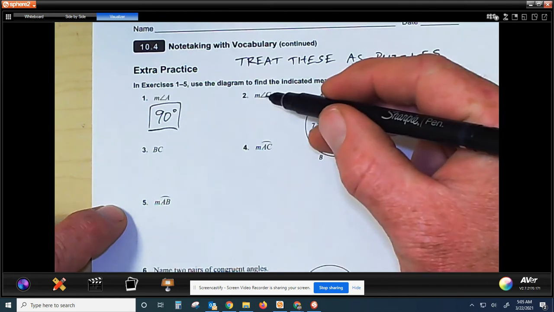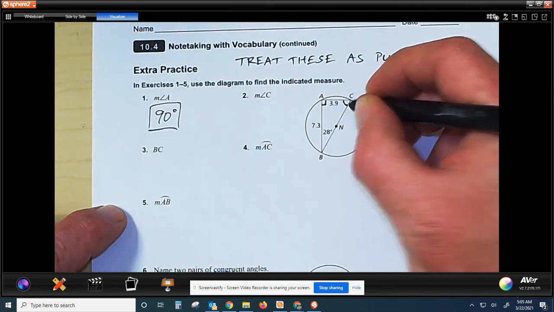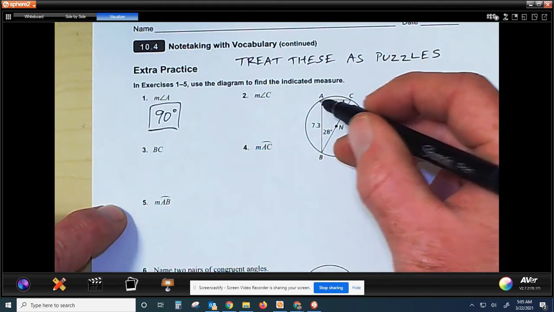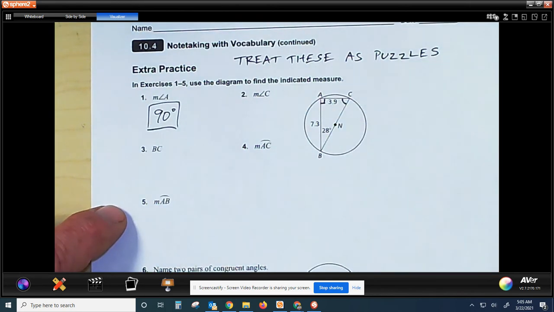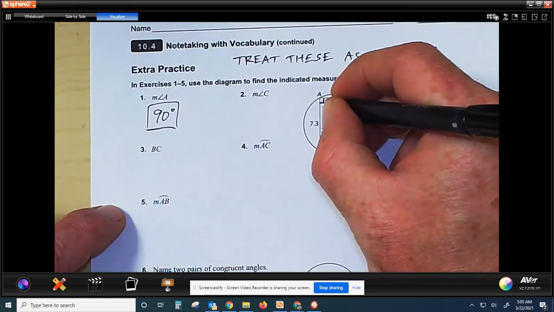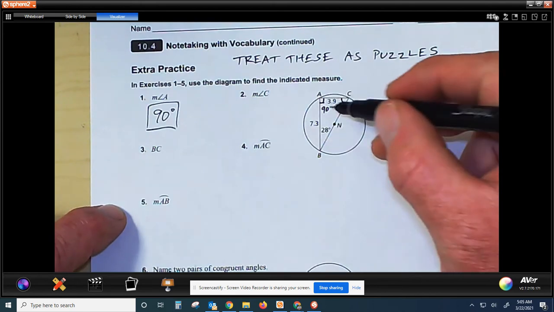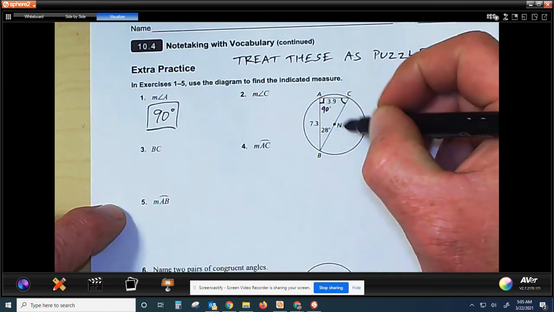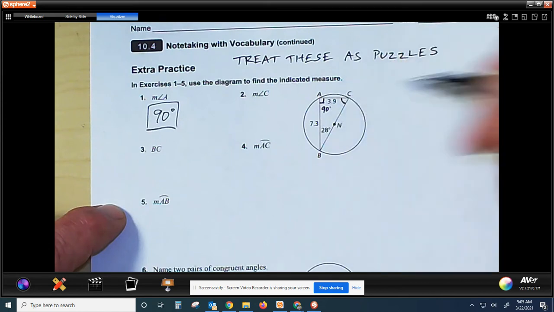Okay, the measure of angle C. Oh boy, here's angle C right there. Angle C opens up across the circle to this arc, AB. Got it. I think I got it. You know, there's more than one way to figure all these out. This is a triangle. It's in the middle of a circle. It's still a triangle. I have a 90 and a 28, and whatever this angle is should add up to 180 degrees.